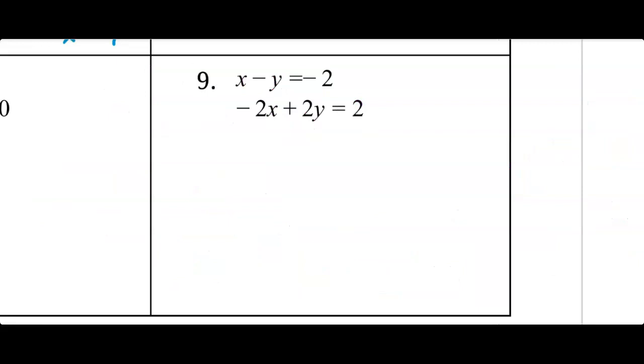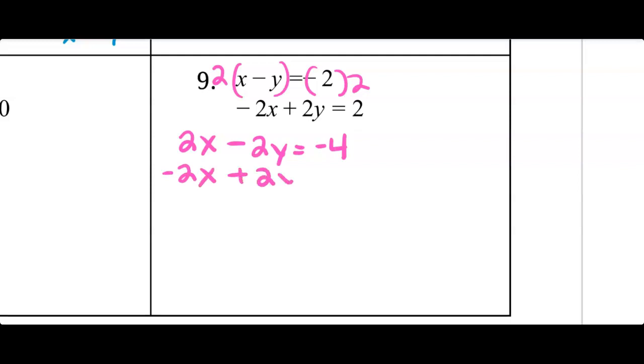Let's take a look at number 9. I can see that I have almost an opposite pair. My x is a positive 1 and my x is negative 2. Or my y is negative 1 and my y is positive 2. Those are both easy to make an opposite pair out of. All I need to do is multiply the top by 2. So that will give me 2x minus 2y equals negative 4. On the bottom, I'll have negative 2x plus 2y equals 2.